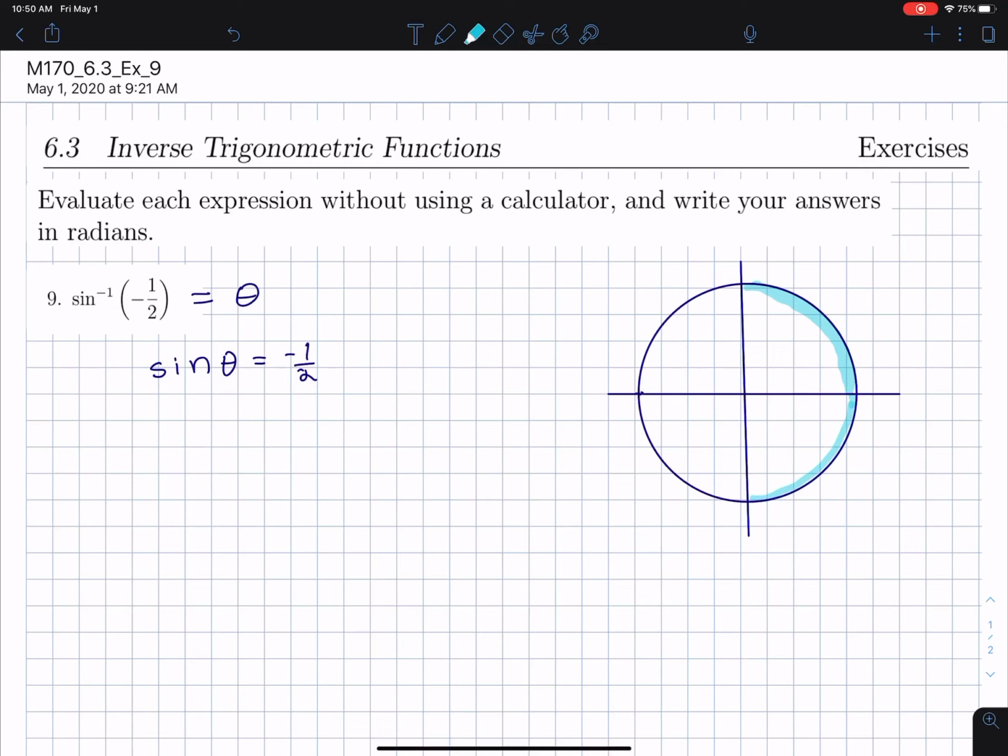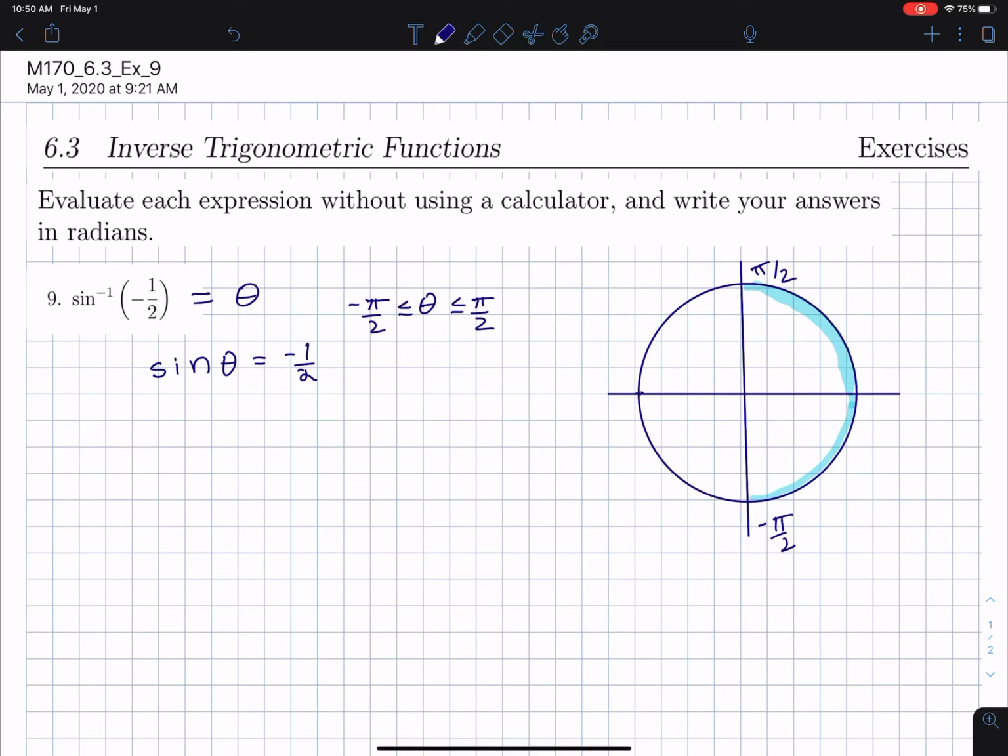All right, and that is my reasoning, my explanation, and it's the way I can remember that for sine inverse, the range is between -π/2 and π/2.